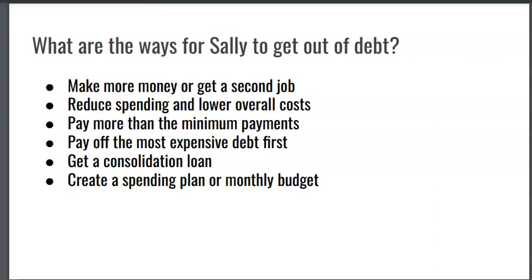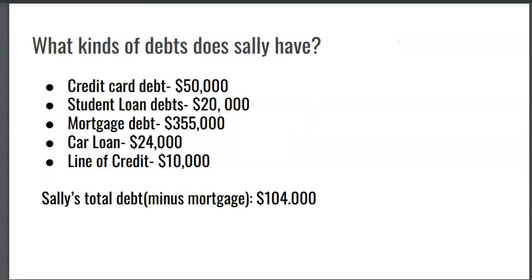Sally might also ask herself, what are the ways for her to get out of debt? She can make more money or get a second job. She can reduce her spending and lower her overall costs, pay more than the minimum payments. She could pay off the most expensive debt first, get a consolidation loan, and create a spending plan or a monthly budget. And drilling down even further into Sally's debt, she can put it out there.